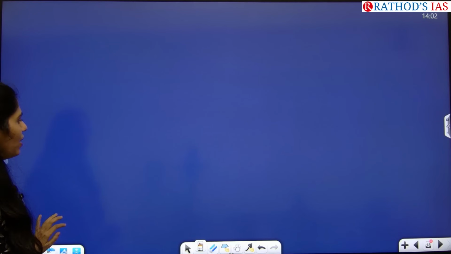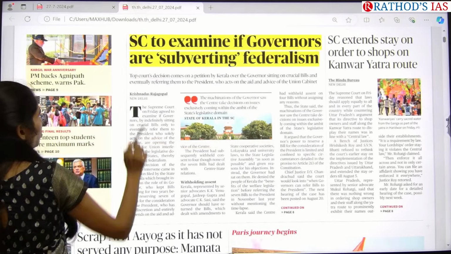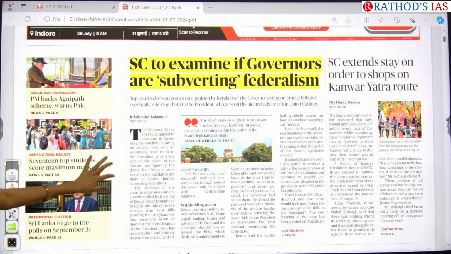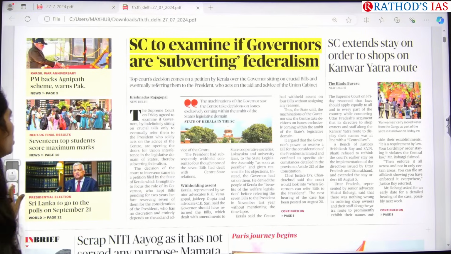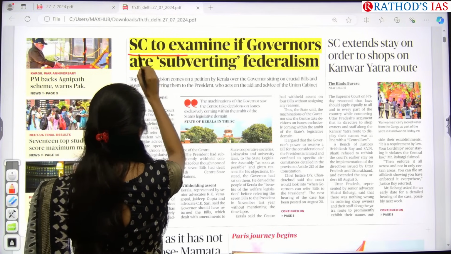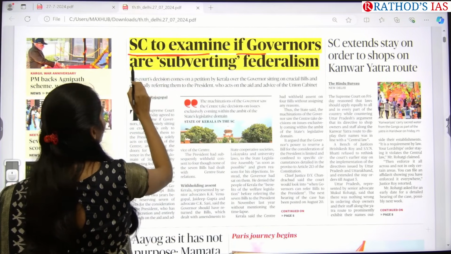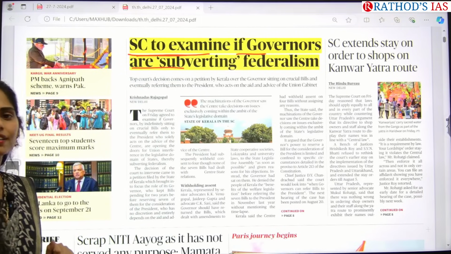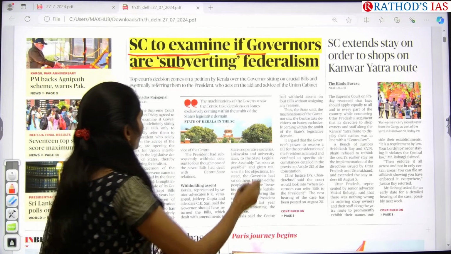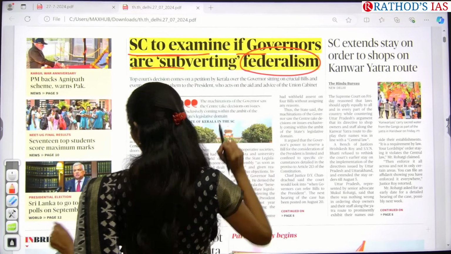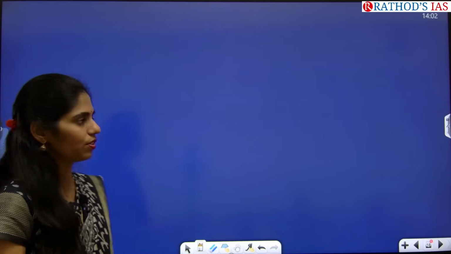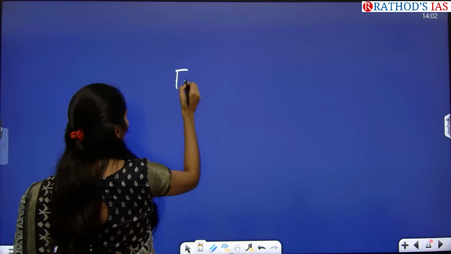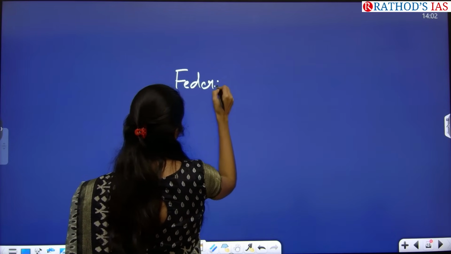So let us see the front page. So this is front page of your Hindu. So this is the first important article which is relevant from our examination point of view. So if you see title, it says that Supreme Court to examine if governors are subverting federalism. So here the keyword here is federalism. Okay, now let us see the dimensions what you have to see from this article point of view. So here keyword is federalism.